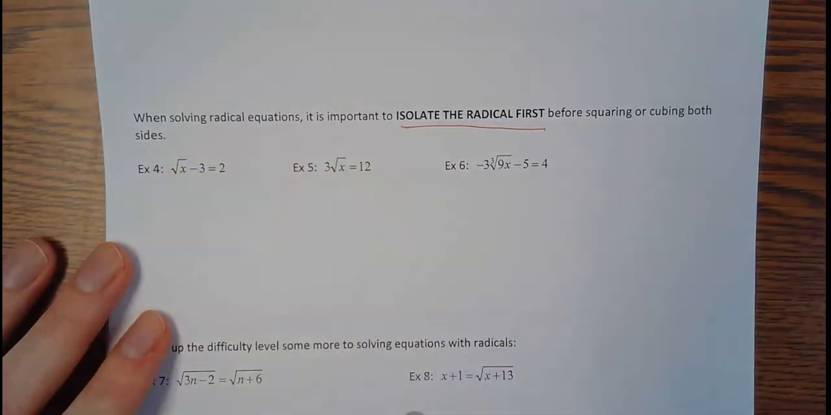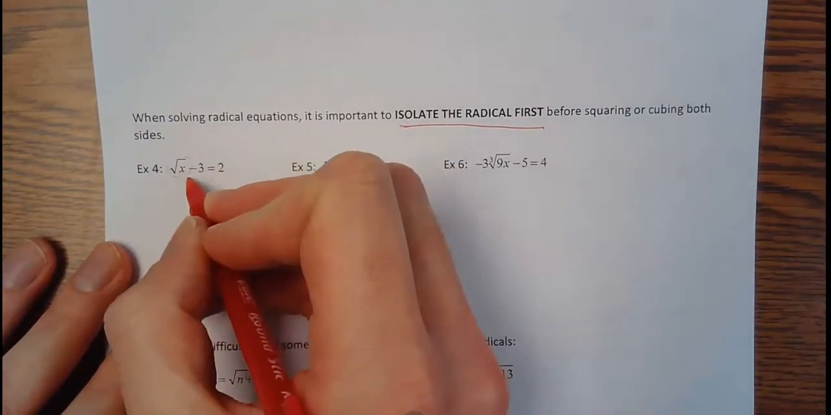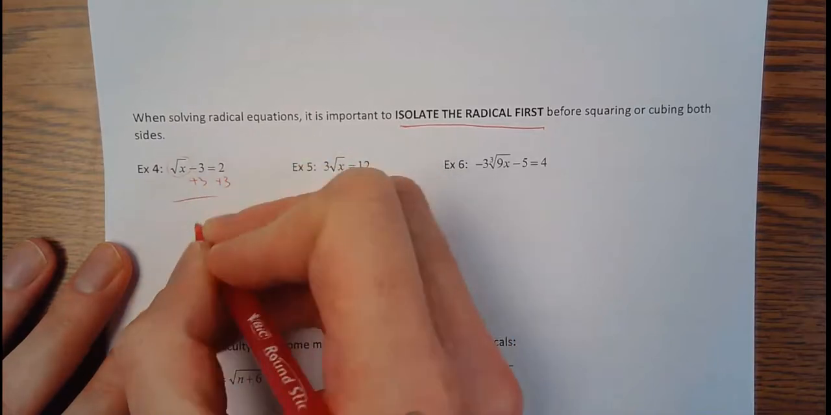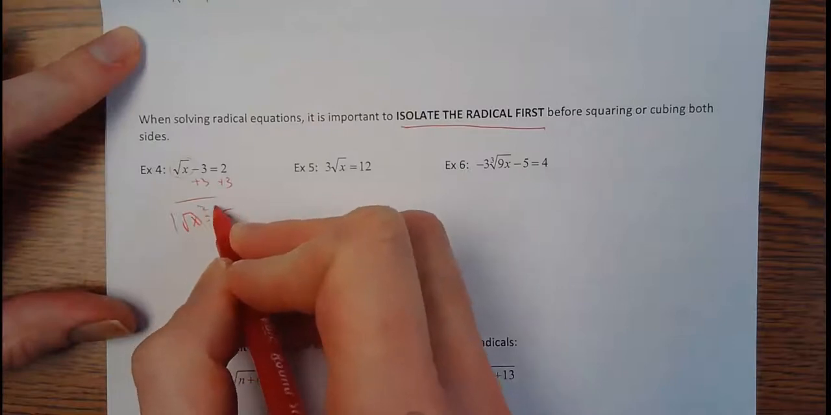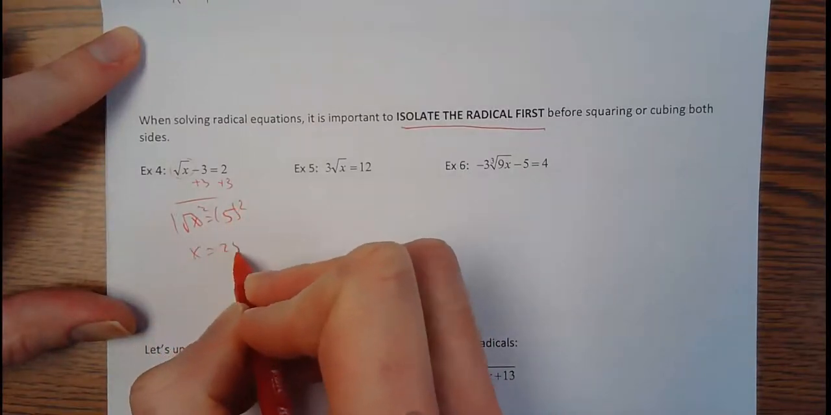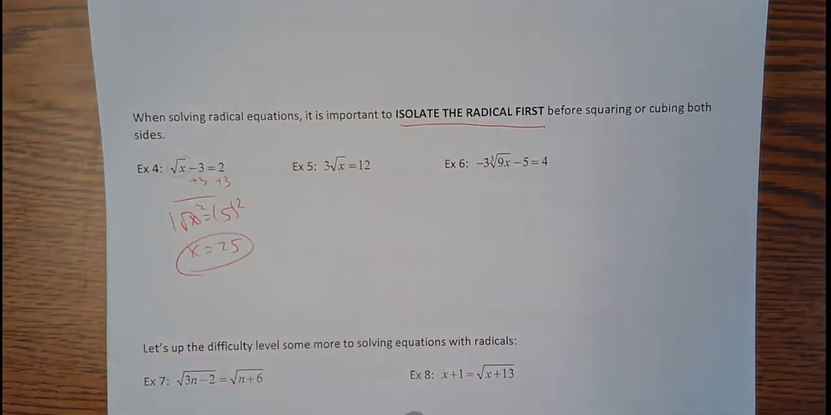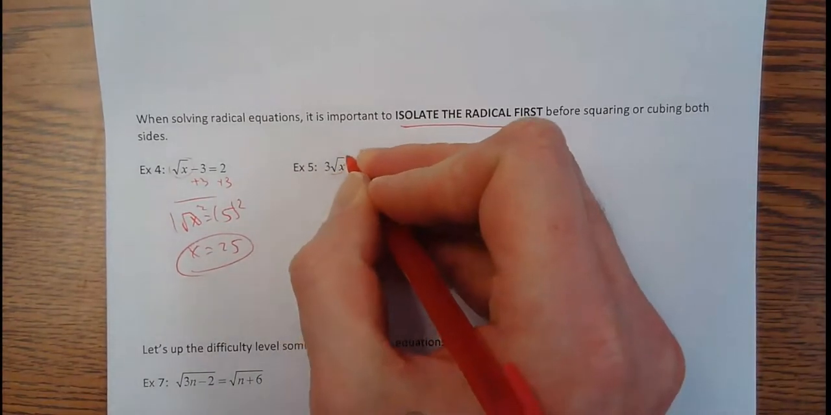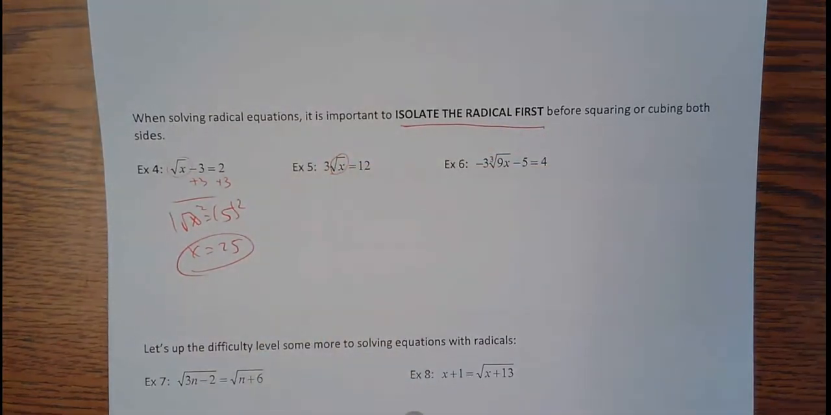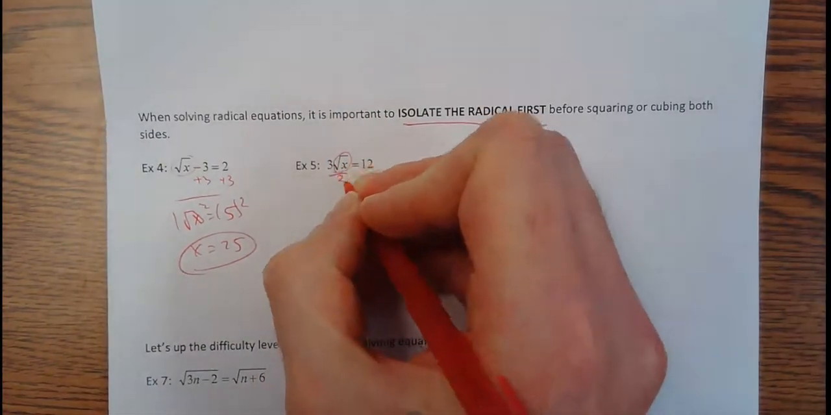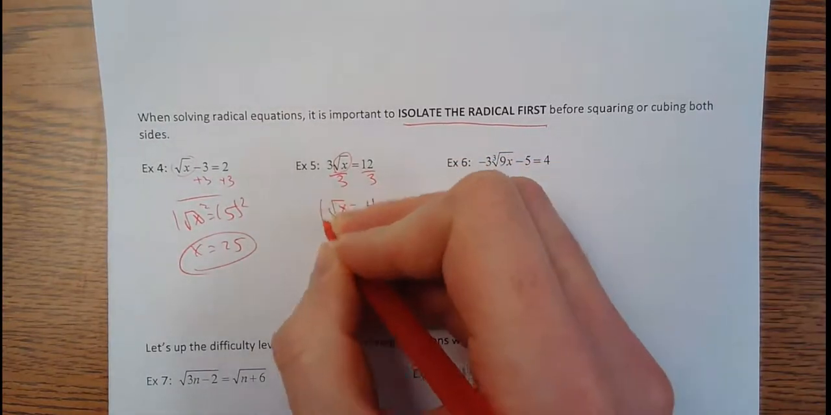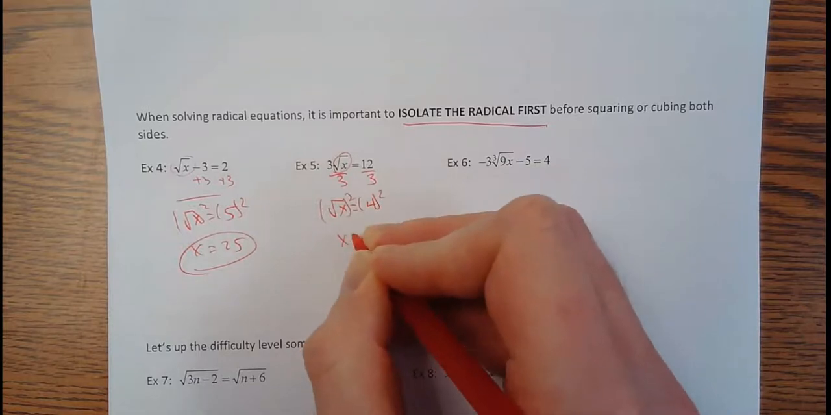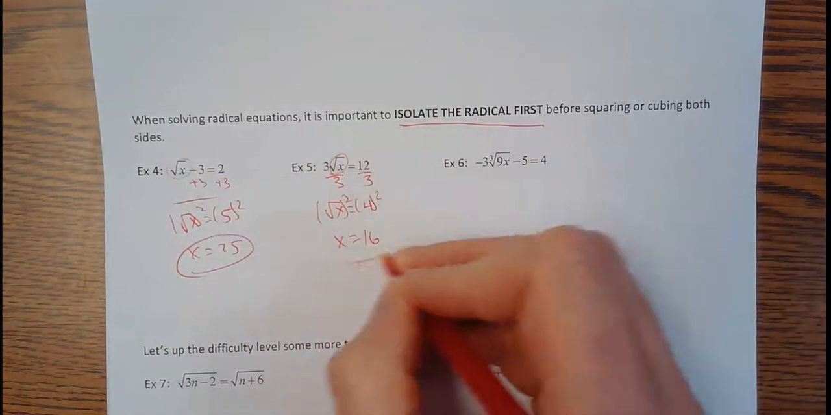So in this case, here's my radical. I need to add 3 to both sides first. So I have radical x equals 5. Now square both sides. So x equals 25. Okay, next one. Here's the radical. It's not by itself because it's being multiplied by 3. So let's get rid of that first. Divide by 3. So now the square root of x equals 4. Now square. So x equals 16.